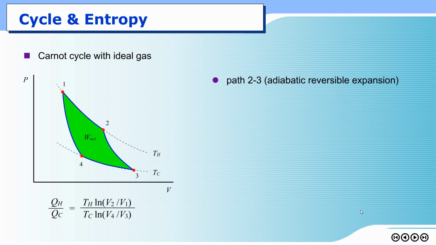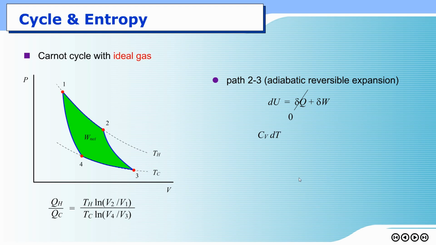Now, if we focus on path 2 to 3, which is adiabatic reversible expansion, from the first law, you can get the first law like this. Since it is adiabatic, Q becomes 0.